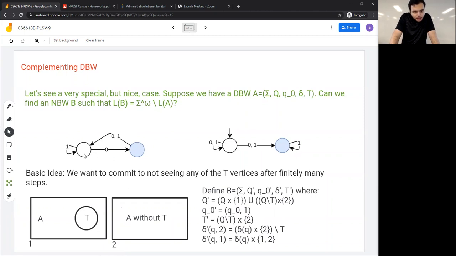What was this? This was the automaton that accepted the string if it had infinitely many zeros, right? And this is the automaton that accepts the string if it has only finitely many zeros. So this automaton is actually the complement of that one. And of course it's non-deterministic because we showed we cannot have a deterministic one. Okay, but what is the idea here?